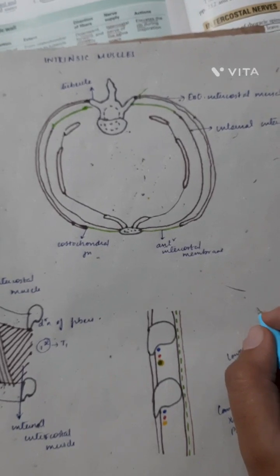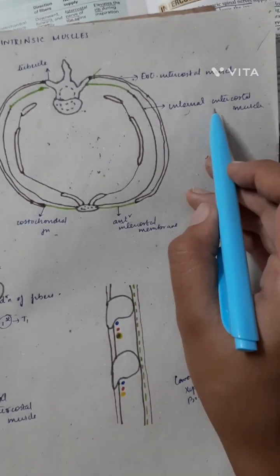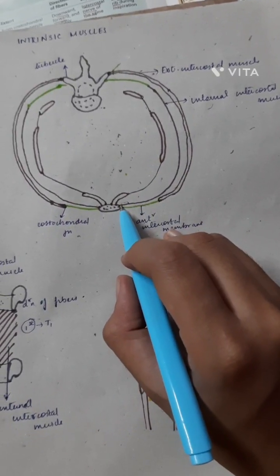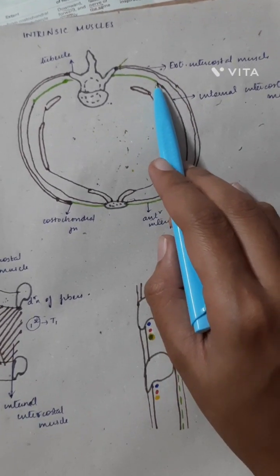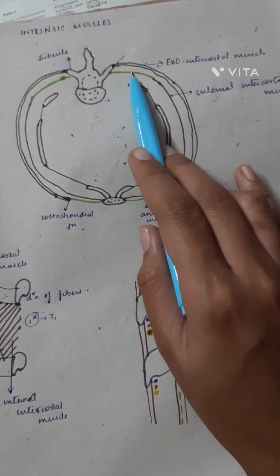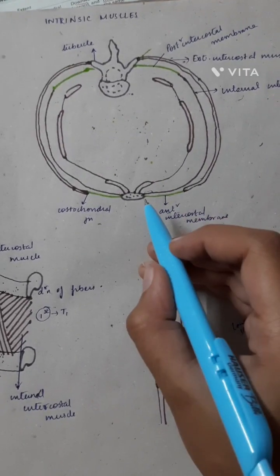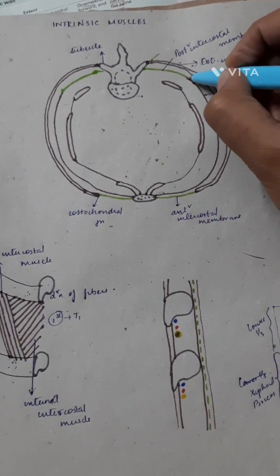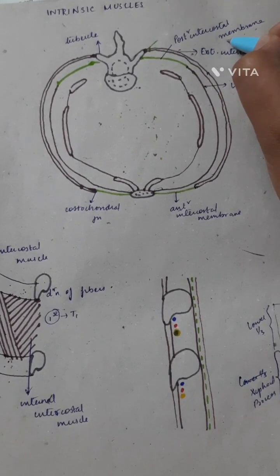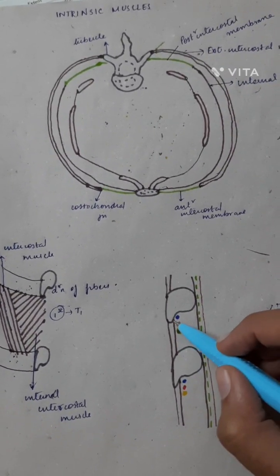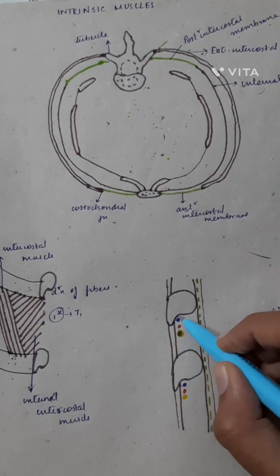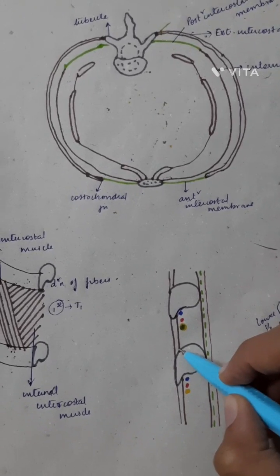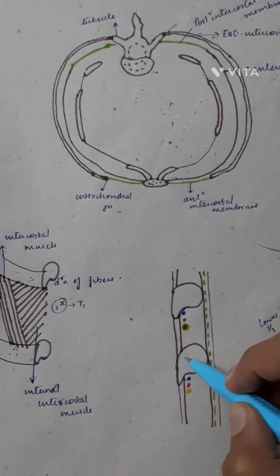Now the second intrinsic muscle is the internal intercostal muscle. It extends from the lateral border of the sternum to the angle of the rib, where it continues backward as the posterior intercostal membrane. Coming to the origin, it arises from the floor of the costal groove and is inserted into the inner surface of the outer border of the corresponding lower rib.